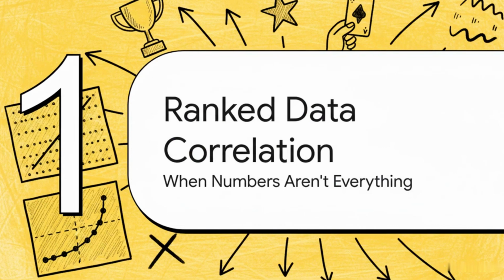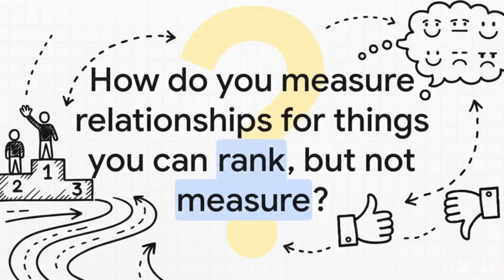Okay, so first things first, why can't we just use a standard correlation for everything, right? Well, let's get into the specific situations where a tool like Spearman's rho is not just useful, it's absolutely essential. And this really gets to the heart of the matter. How do you measure the relationship between things you can rank, but can't really measure precisely?